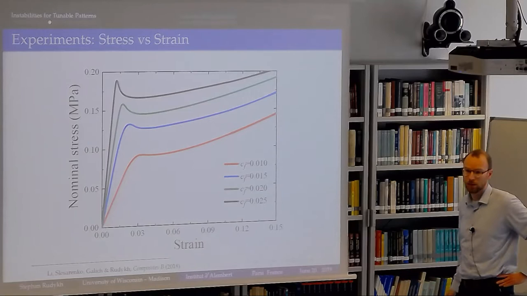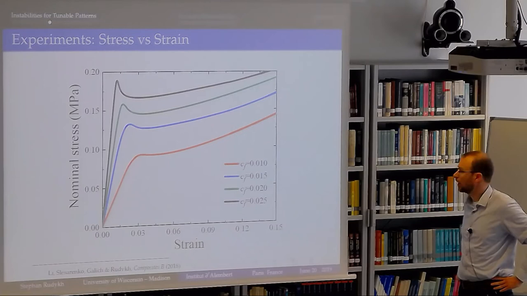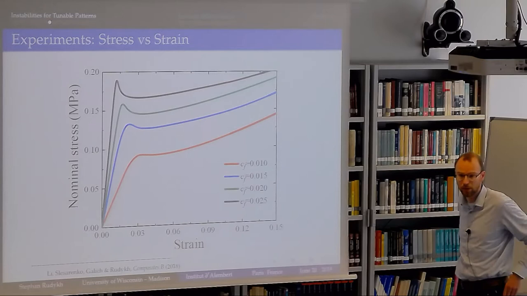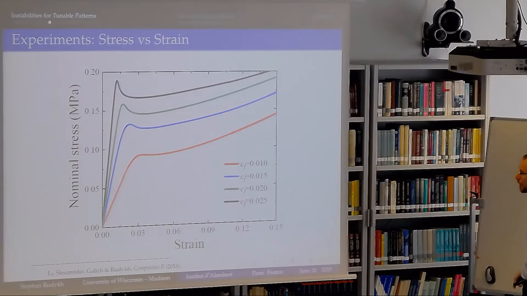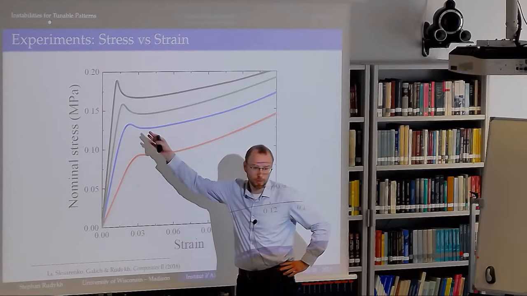Just the matrix, I don't have a way to know what the stress is. I can estimate that, but this is the entire system. So it's a composite. We compress it, measure the force divided by the area. So basically, that's more or less how we detect the critical strain from experiments.